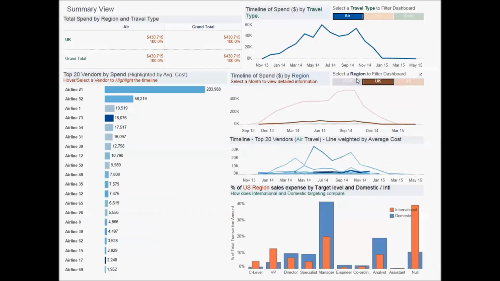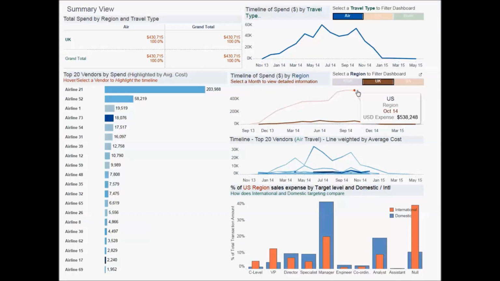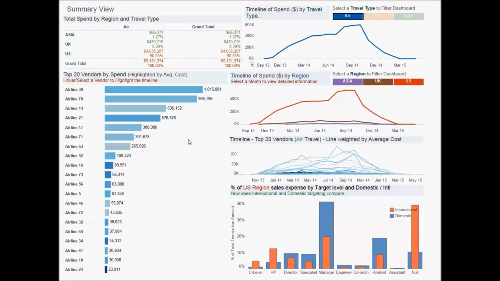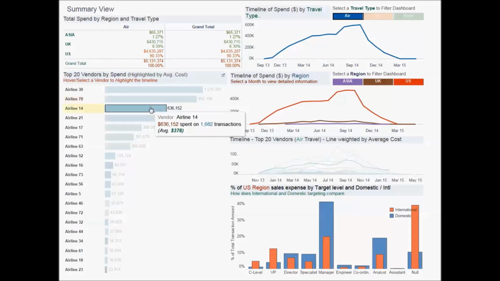But let's dig into some details about that. We notice that when we select air, Airline 70 is a vendor with whom we're spending a lot of money. We look at the average flight cost there and see that it's well above the average flight cost from Airline 14. So that's a little bit disconcerting. So let's put a pin in that and come back to it later. For now, let's dig in more on airline spend.